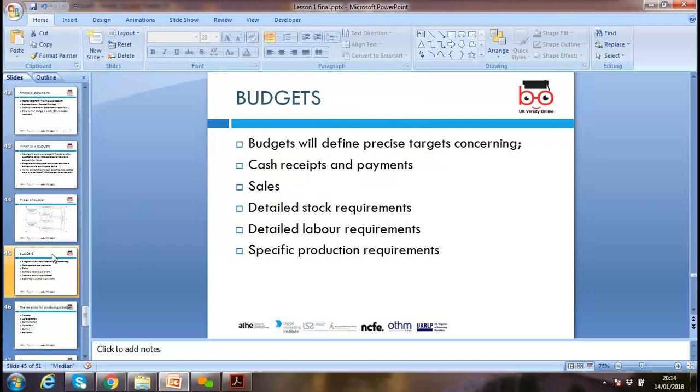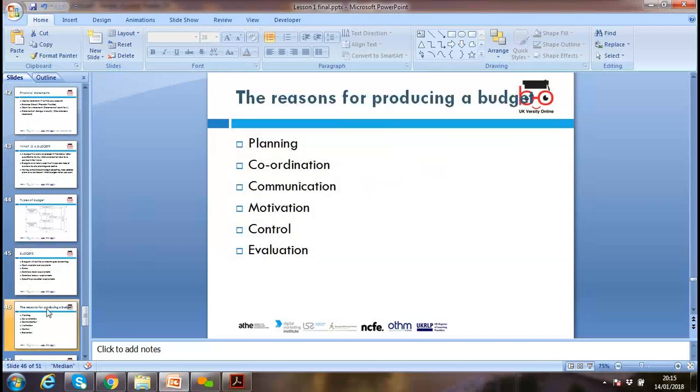A budget is defined as a precise target concerning cash receipts and payments. A budget could be a sales budget, a stock requirement budget, a labor budget, or a production budget. Okay, budgets help us to plan, coordinate, communicate, motivate, and control and evaluate.